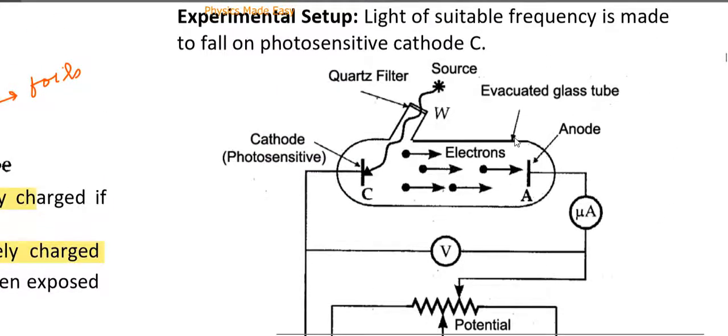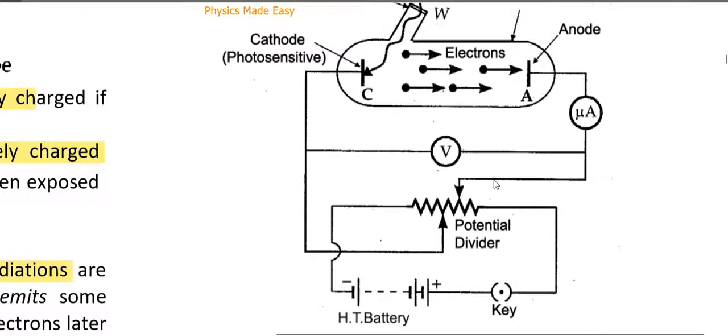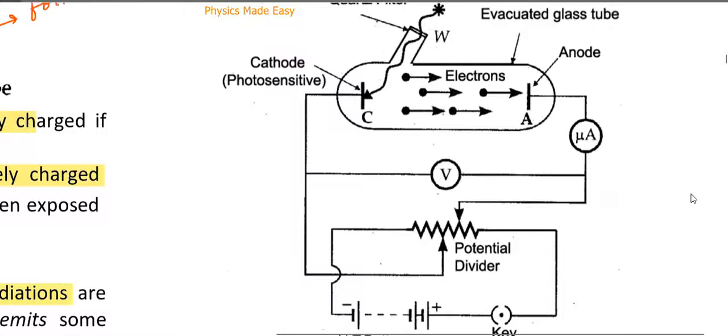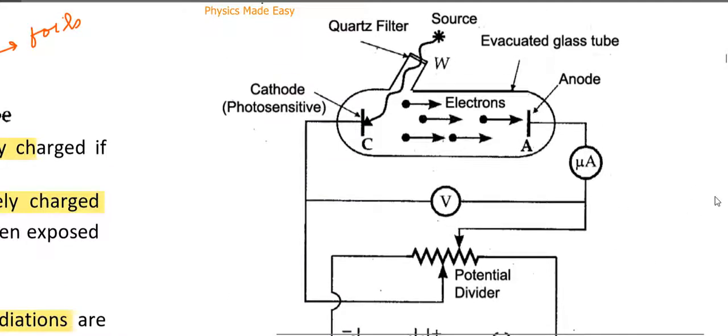And now this is the evacuated glass. The glass has been evacuated so as to avoid collisions between electrons and air. So once again, this is the source. This is the quartz filter, the cathode, on which we have plated photosensitive material, and the anode, which is used to collect the electrons. There is a potential difference between cathode and anode, and that potential difference can be varied so that we can make experimental studies.